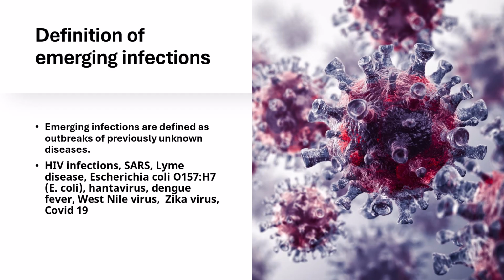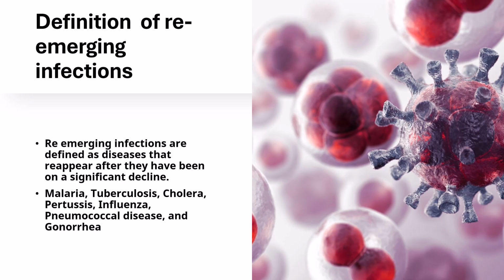Let us look now at the definition of re-emerging infections. Re-emerging infections are defined as diseases that reappear after they have been on a significant decline. For example, you have malaria, TB, cholera, pertussis, and so on. Re-emerging infections were previously known to be under control. They are diminished in prevalence or they were eradicated but have re-emerged in newer geographical areas.